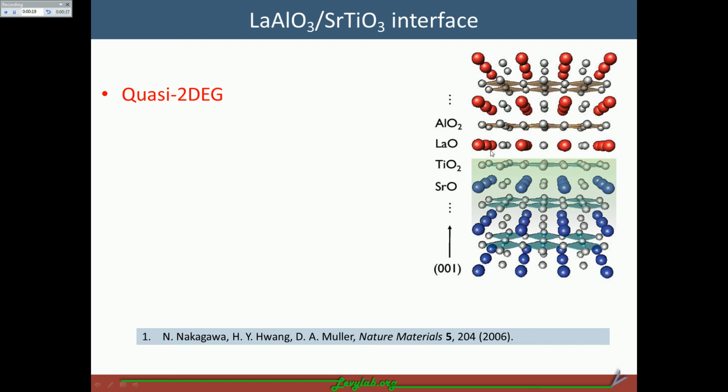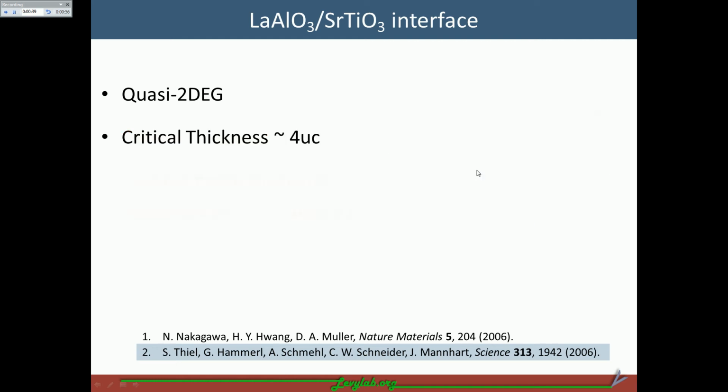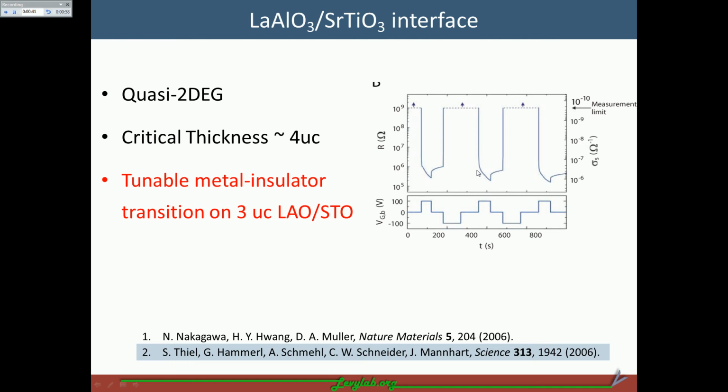A two-dimensional electron gas can form at this interface, and it has a critical thickness of the LAO layer, which means when the LAO layer thickness is more than 4 unit cells, the interface is conducting. When it's less than 4 unit cells, the interface is insulating. And also, for 3 unit cell LAO samples, a metal-insulator transition happens as the interface can be tuned by a gate voltage.